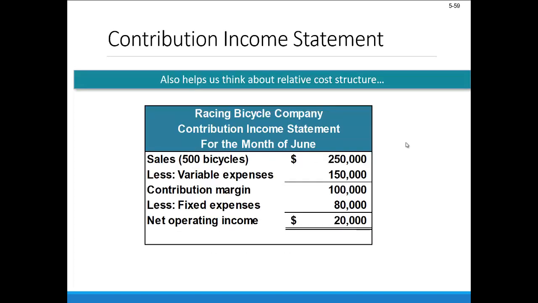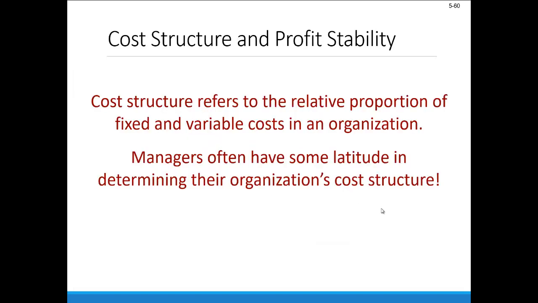Now back to our new material here and to set up our last couple of items in Chapter 5. The contribution format income statement, as we hinted at earlier, can also help us think about our relative cost structure. Since everything on here is grouped expense-wise by behavior, variable versus fixed, it really helps highlight what portion of our total expenses every period are variable versus fixed. So cost structure refers to that relative proportion, right? Firms are either fixed cost heavy, variable cost heavy, some kind of mix in the middle, or what have you.